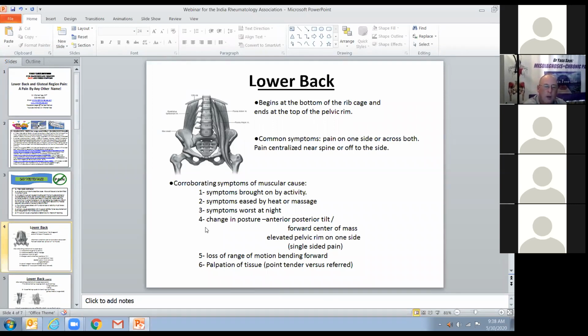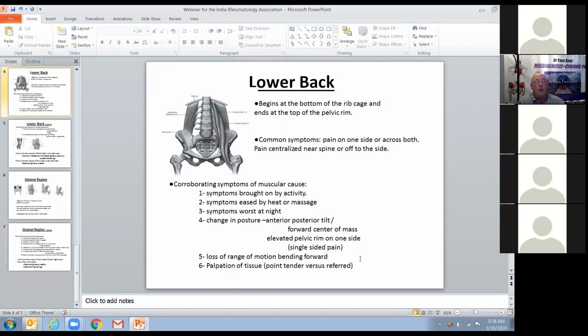muscular cause. Let's go down to loss of range of motion, bending forward. This is for the person who has the pain across the back. If they try to bend forward, you should be able to see that the lower back goes from a concavity to a convexity, an arch to a hunch. If the person bends forward and you're still seeing some level of concavity or arching, it's telling you that something's impeding the range of motion of the back to go from this arch position to this hunch position. So a loss of range of motion due to a lack of ability of the lower back to go from an arch to a hunch is another indication.